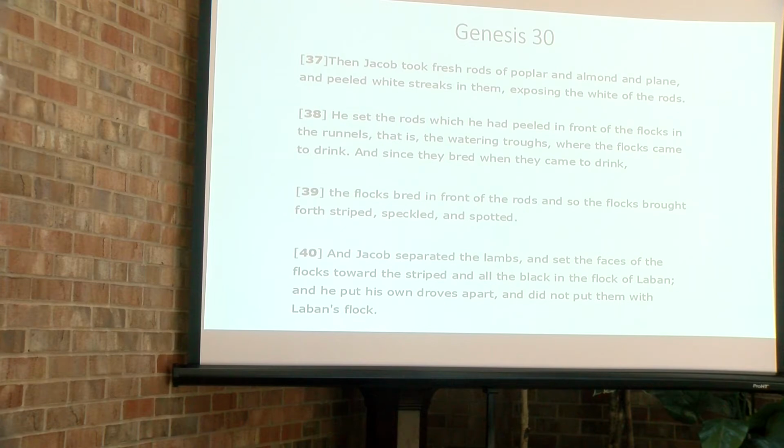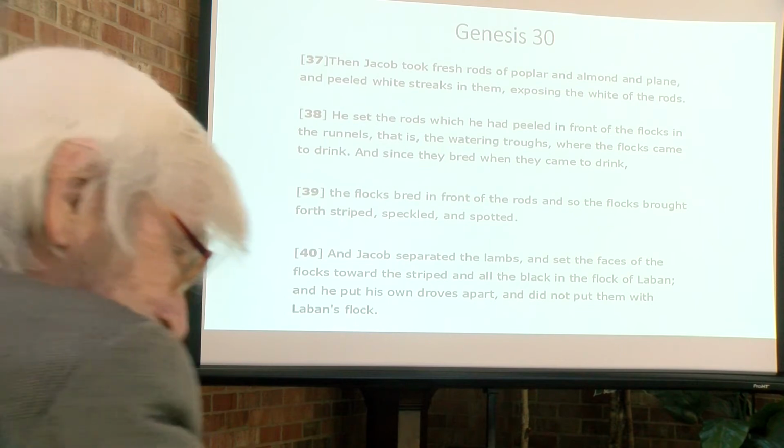Now that was an old wives' tale, that when an animal is conceived, whatever the mother is looking at, that animal is going to take on the characteristics. Or the person may take on the characteristics during conception. At any rate, Jacob separated the lambs and set the faces of the flocks toward the stripes, and all the black of the flock of Laban, and put his own droves apart, but he did not put them with Laban's flock.